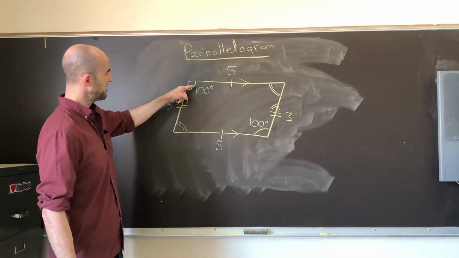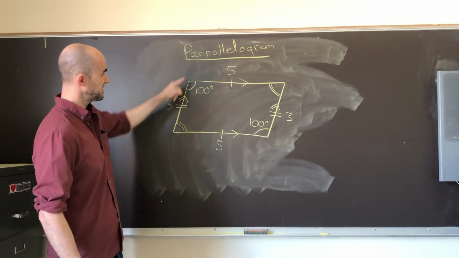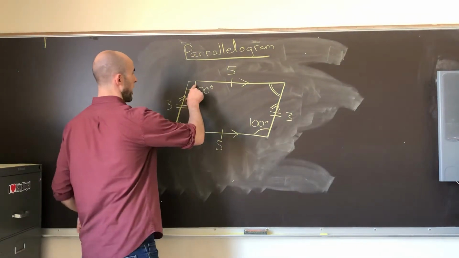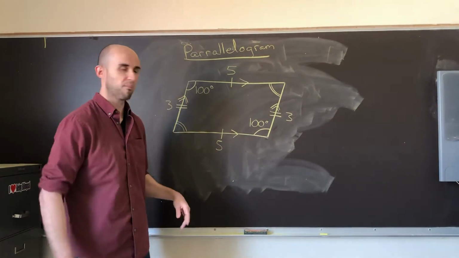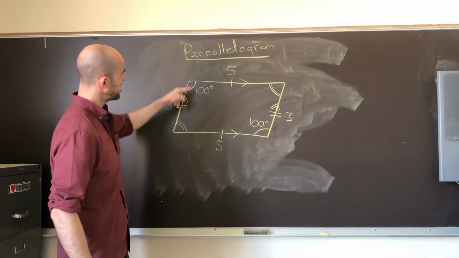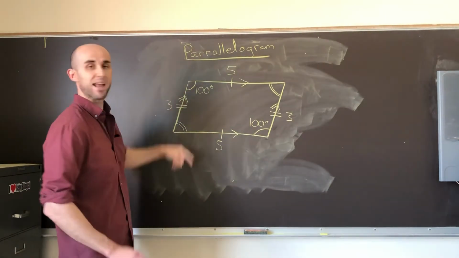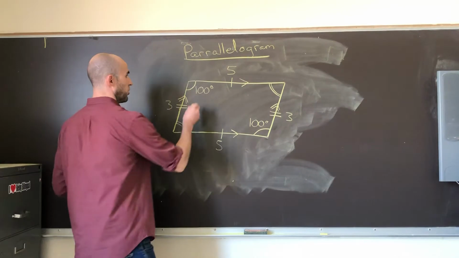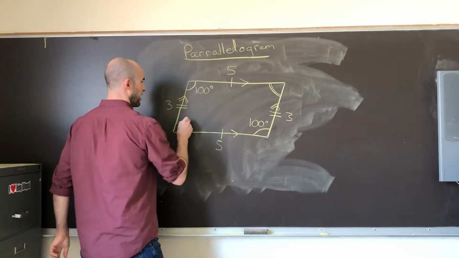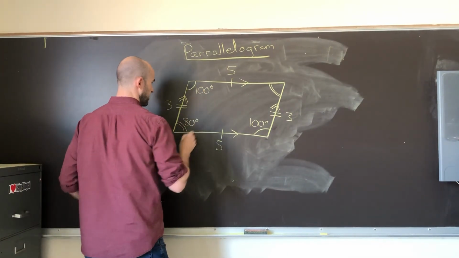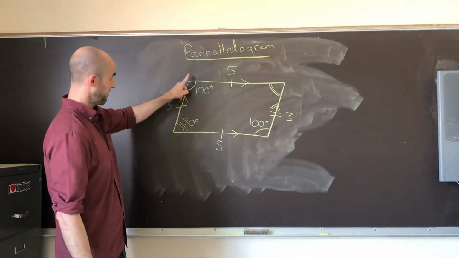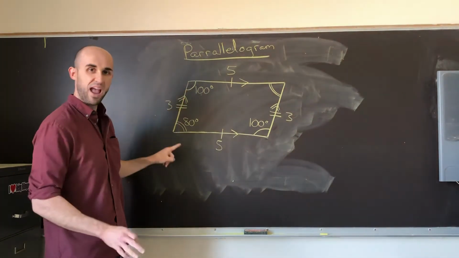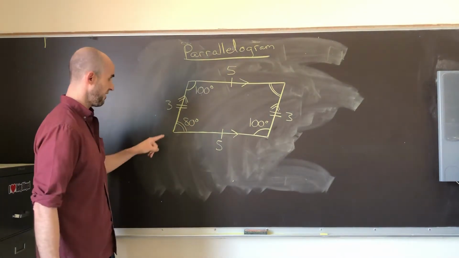Whenever we have angles that are next to each other on the same side, two angles that are next to each other will always add up to 180, automatically. If they're on the same line, they will add up to 180 degrees, which means if that's 100, this has to be 80, because 100 plus 80 adds up to 180, right? Again, if they're on the same side, they have to add up to 180.